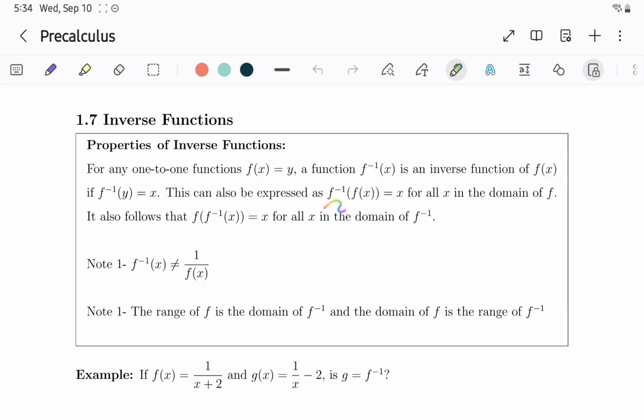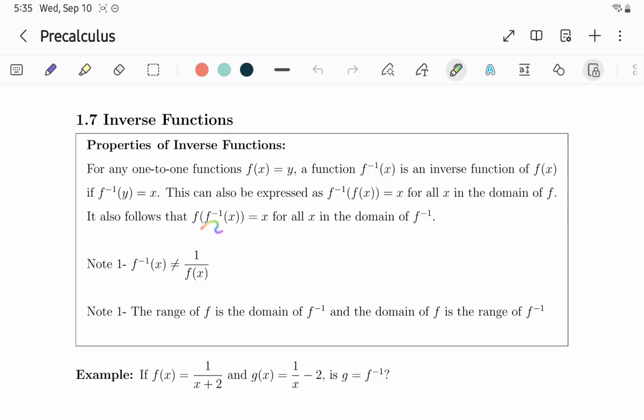This can also be expressed as f inverse composed with f of x is equal to x for all x in the domain of f. So in other words, if we compose a function together with its inverse, what we get back is the identity function. And that's the idea of an inverse function. It undoes whatever the original function did. So when we compose the two functions together, all we have is the identity function, where whatever we input, we just get back what we input. That's what it means to be the identity function. It just spits out what you put in as the output.